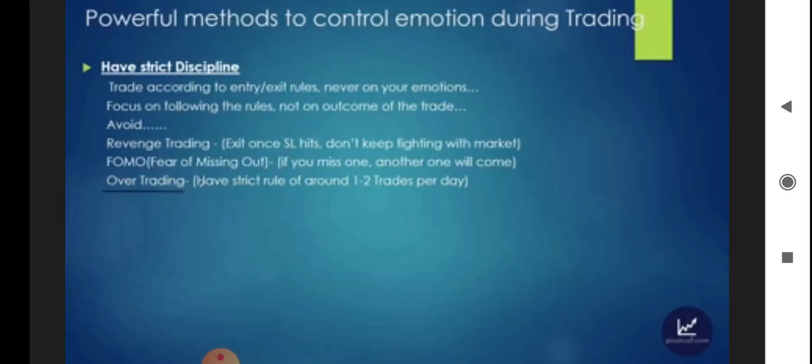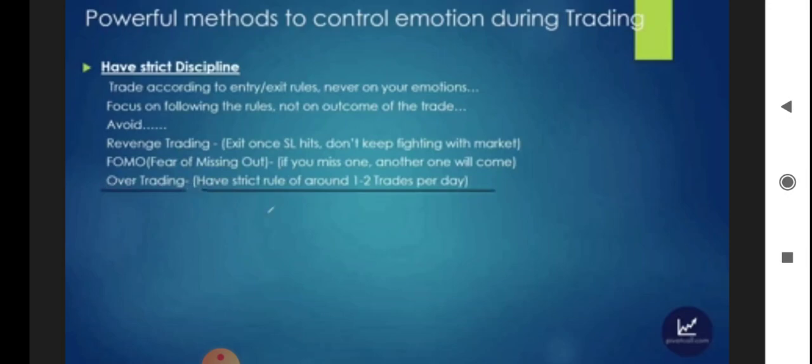Overtrading. Have a strict rule of around 1 to 2 trades per day. Like in any other business, the more you work, the more money you can make, right? You can be more successful the harder you work. But in trading, it is not like that. In the live market, you don't have to work very hard. You should work very hard in trading also, like backtesting and other things, but in the live market you don't have to work very hard taking too many trades. You don't have to overtrade. In trading, lesser the better. That means have a strict rule of one or two trades per day, or maximum three. So overtrading, never do it.